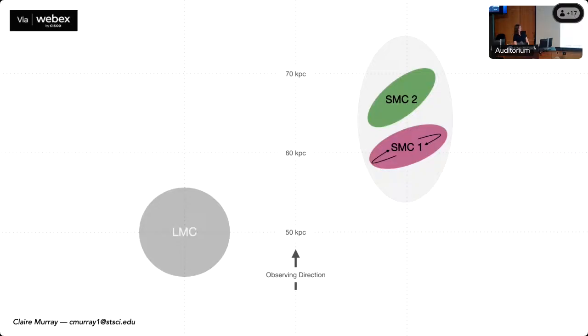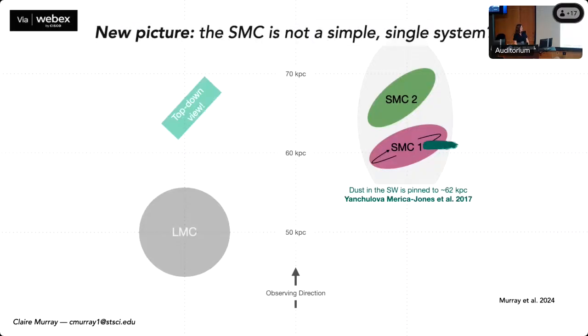The front one seems to be rotating a little bit, but that's highly uncertain. But we're excited because the new model is consistent with our previous understanding of where the gas was along the line of sight from other methods. Work by Petya Yanchulova and America Jones showed that dust in the southwest bar is pinned to about 62 kiloparsecs, which is perfectly consistent with our model.